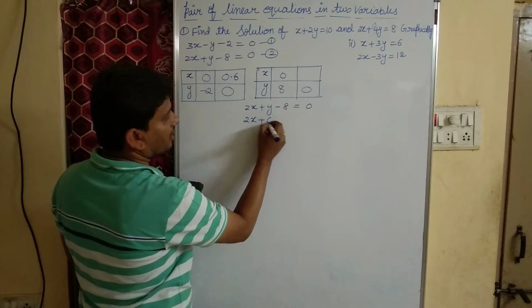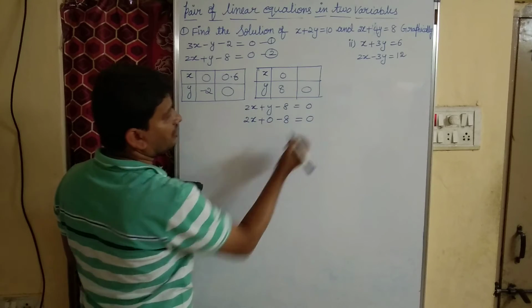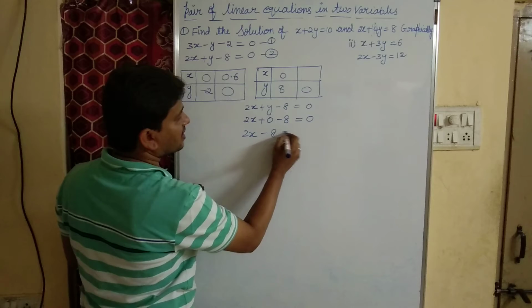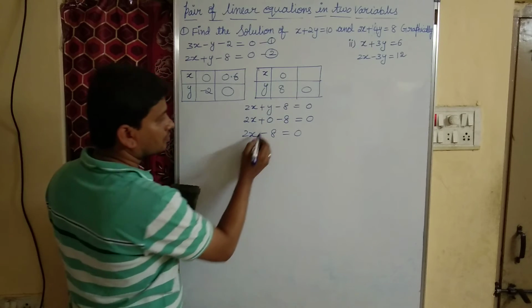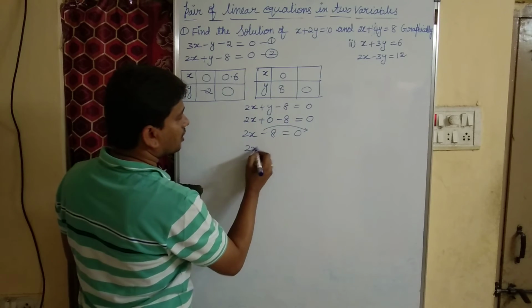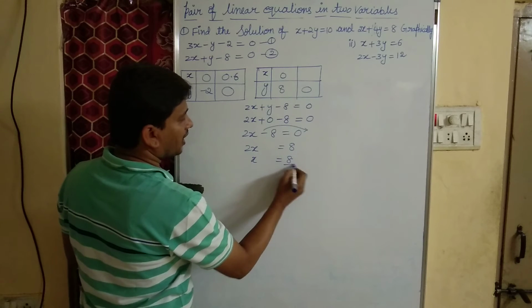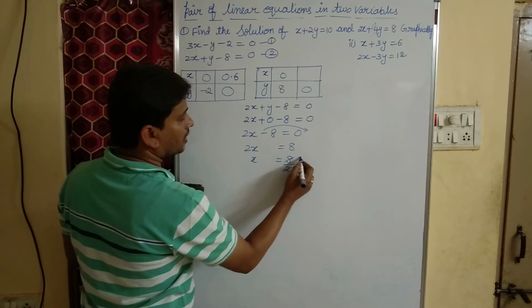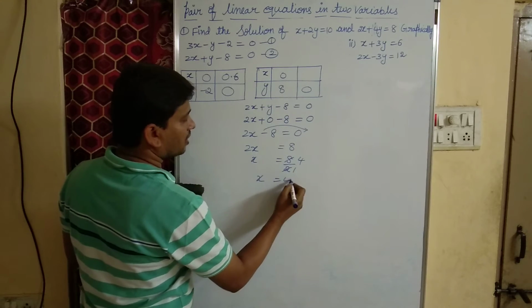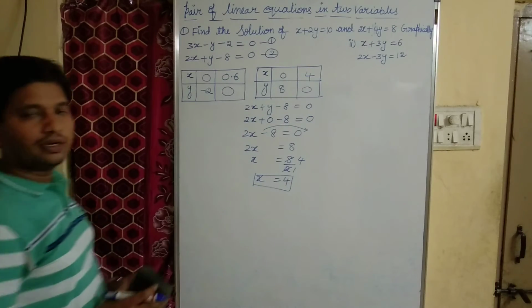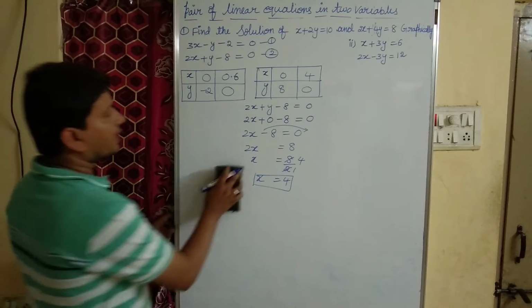2x plus y value 0 minus 8 equal to 0. 2x, 0, minus 8 equal to 0. Minus 8 if you transpose, it will become plus 8. So x equal to 8 divided by 2. 2 ones are 2, 2 fours are 8. So what is the value of x? The value of x is 4. Right? We got both the coordinates.